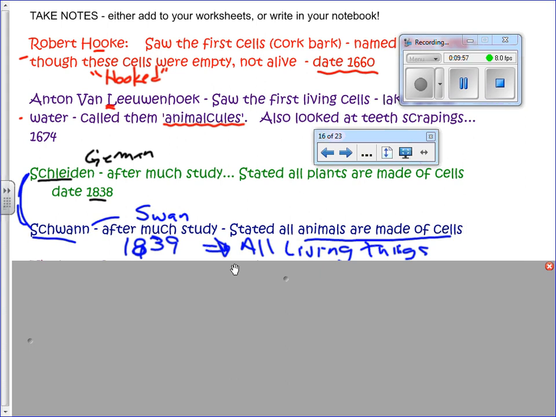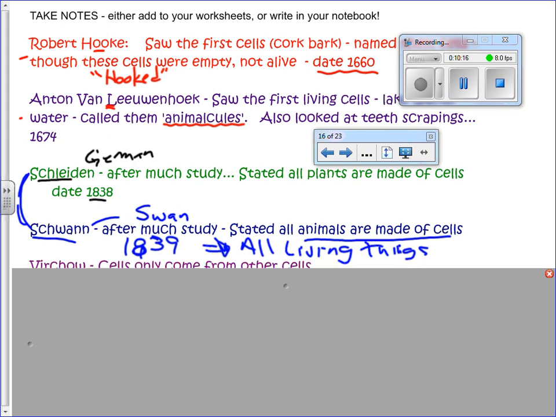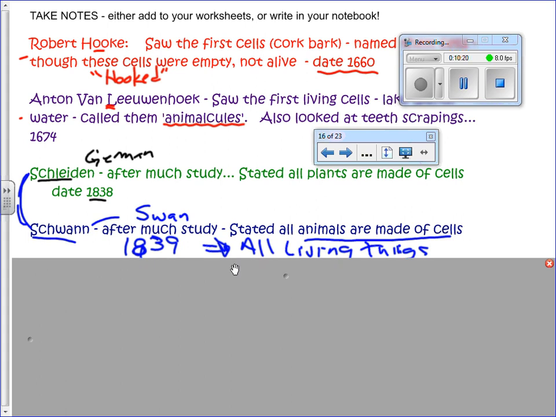So Schleiden and Schwann, plants and animals. And Schwann sounds like swan. So that's a pretty easy way to remember that he's the animal guy, which means Schleiden has to be the other guy, right? But it helps me remember. So all animals are made of cells, and from there, we can kind of move on to all living things being made of cells, and we shall move on to our next scientist, who is Rudolf Virchow.